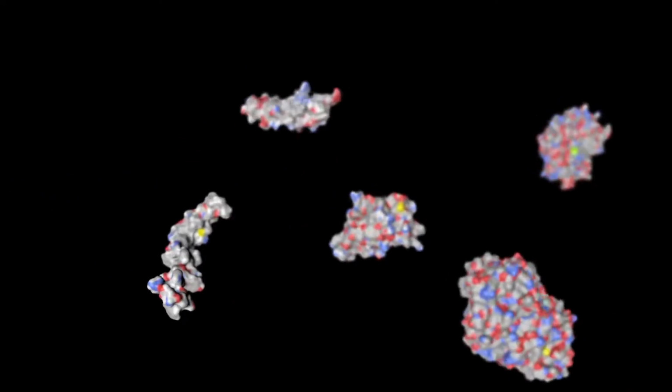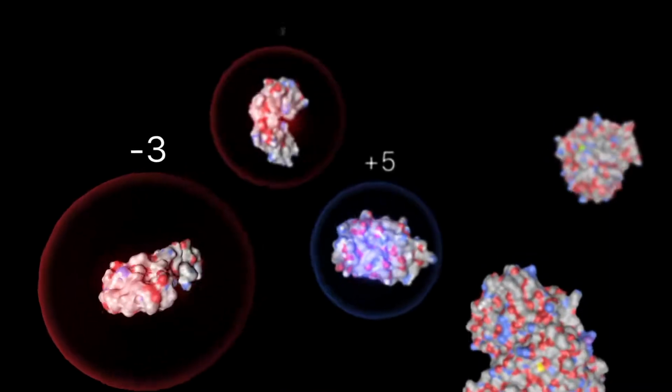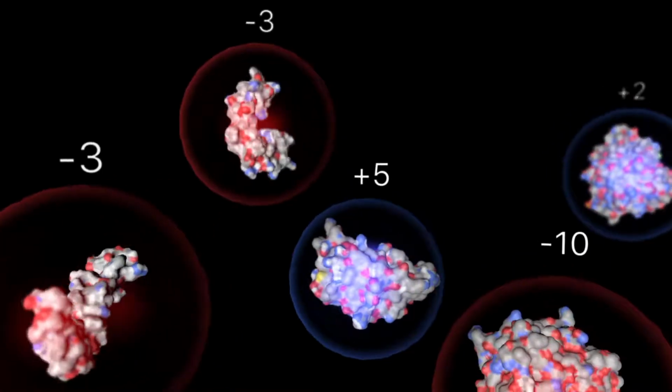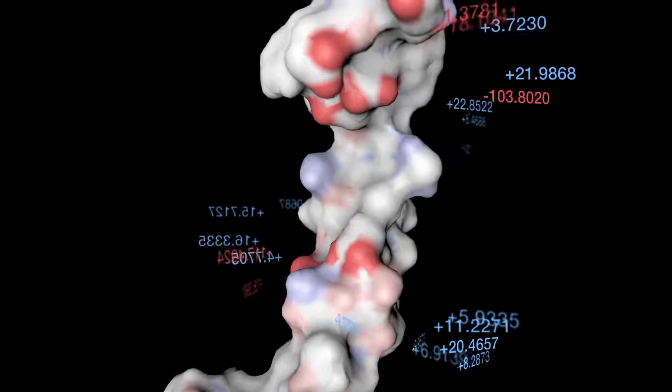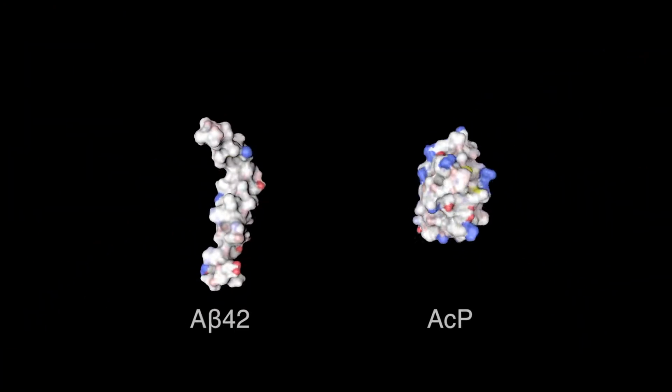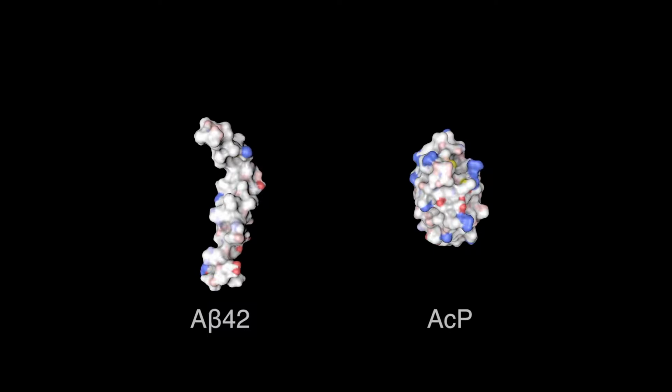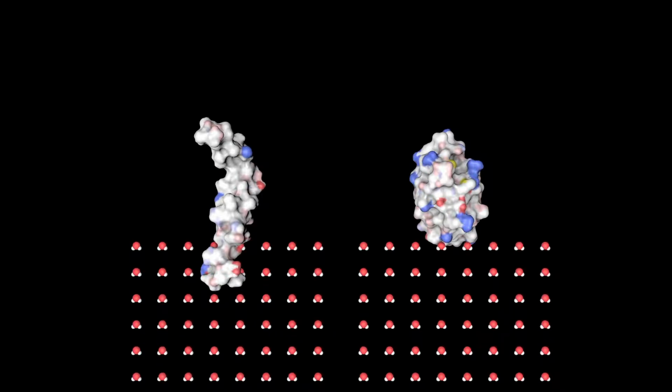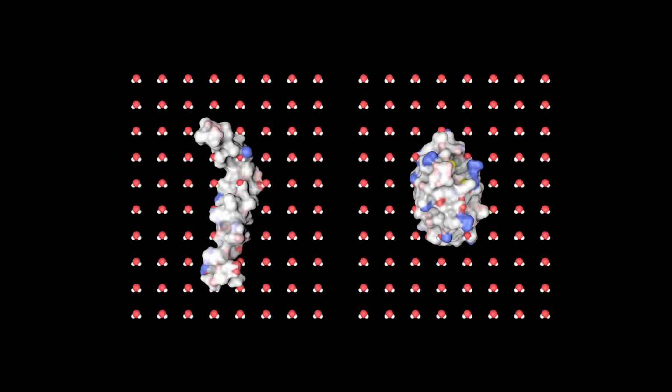How to increase protein solubility? It is difficult if you consider protein net charge only. Fluctuating thermodynamics, however, provides residual solvation free energy and water distribution around them. Here are two polar proteins, A beta 42 and acyl phosphatase. Both are aggregation prone in a native condition, yet how to improve their solubility are different in those two cases according to the fluctuating thermodynamics.